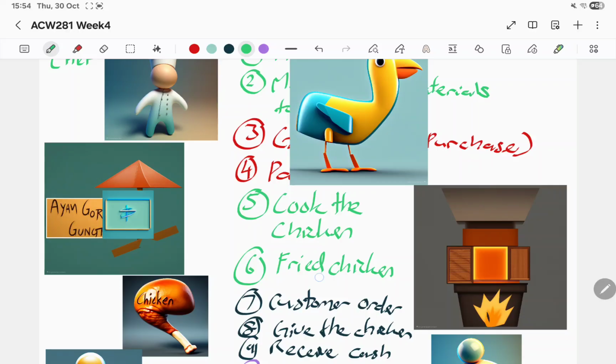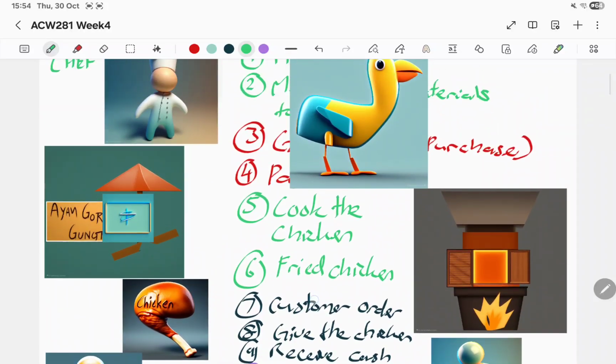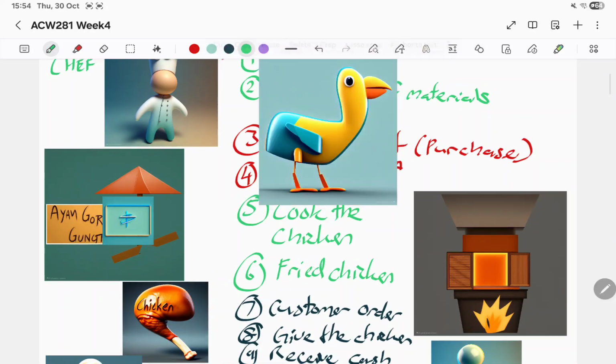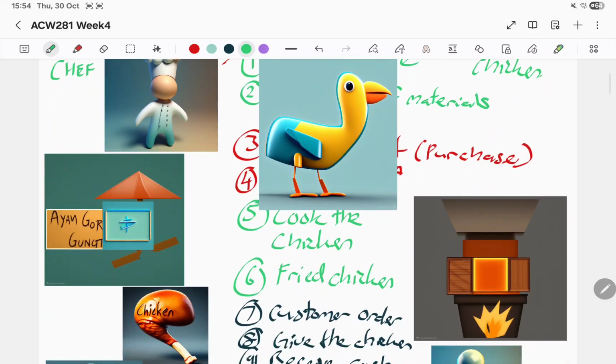So before he can even buy this frozen chicken, there must be someone to produce this frozen chicken, right? So, frozen chicken, right?